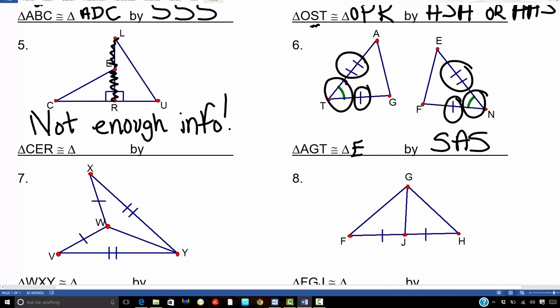And then just make sure you match up the vertices correctly. Angle A and E are congruent. So those match up. Angle G is congruent to angle F. And then finally, angle T is marked congruent to angle N. So that's our answer for 6.